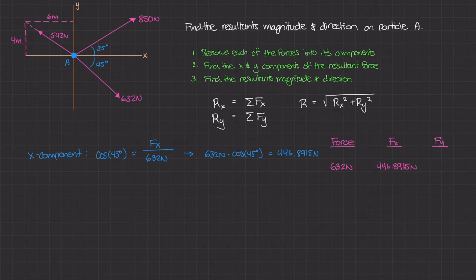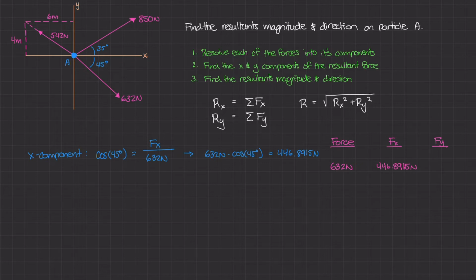Now, as you're solving these problems, make sure to keep track of the signs. We know that the x component for this force is going to be to the right, so this component is going to be positive. The scalar value of the 632 Newton force in the x direction is going to be positive. Now, the y component, which is going downwards, we can use sine.